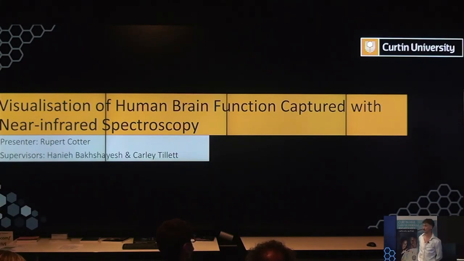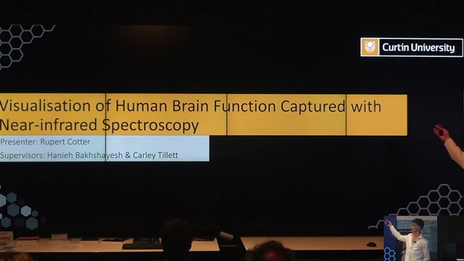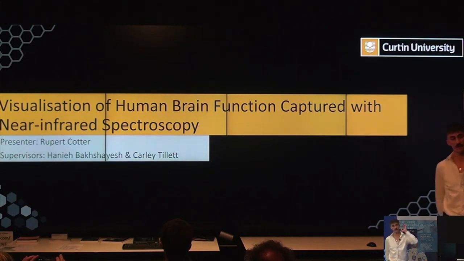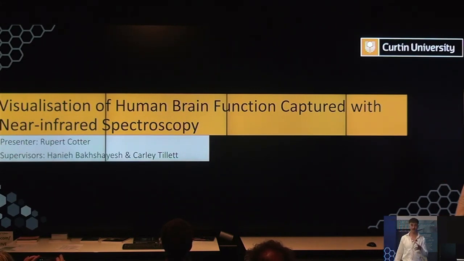Yeah, as Andrew said, my name is Rupert Cotter, and this summer I've been in the HIVE working on this project, Visualization of Human Brain Function Captured with Near-Infrared Spectroscopy. As Andrew said, this was supervised primarily by Dr. Hanieh Bakhshayesh, and from within the HIVE here by Carley Tillett, up the back.